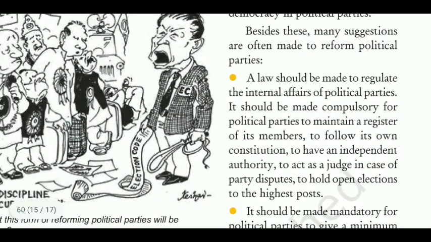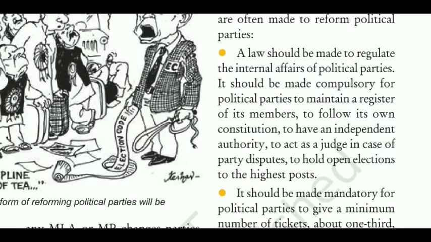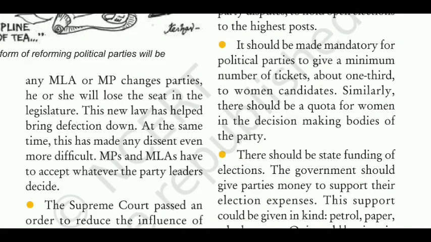Now, besides these, many suggestions are often made to reform political parties. Number one, a law should be made to regulate the internal affairs of political parties. It should be made compulsory for political parties to maintain a register of its members, to follow its own constitution, to have an independent authority to act as a judge in case of party disputes, to hold open elections to the highest post. Next, it should be made mandatory for political parties to give a minimum number of tickets, about 1/3, to women candidates. Similarly, there should be a quota for women in the decision-making bodies of the party.